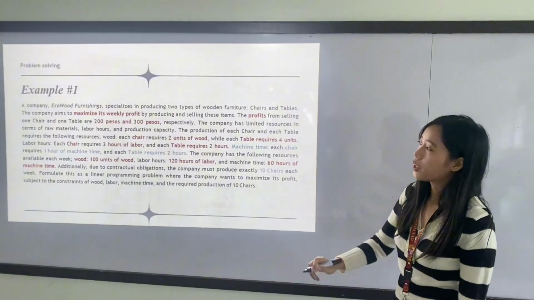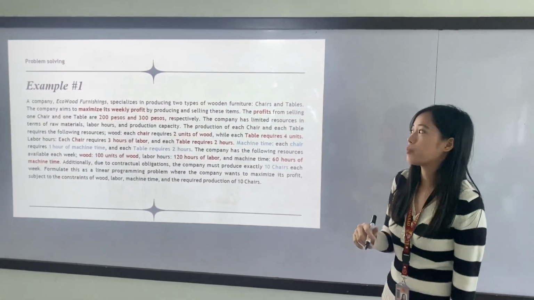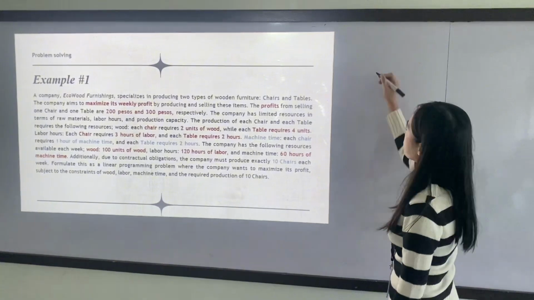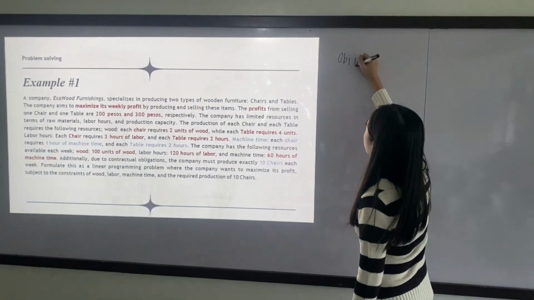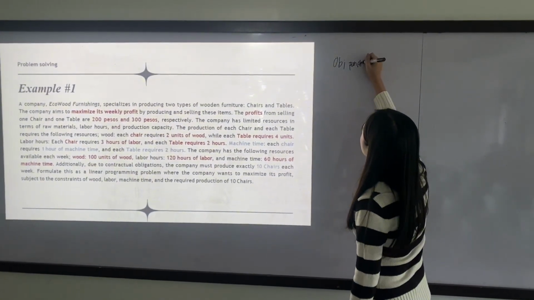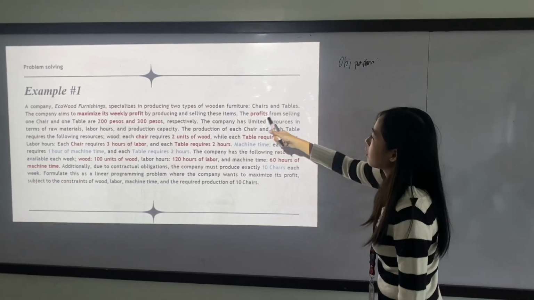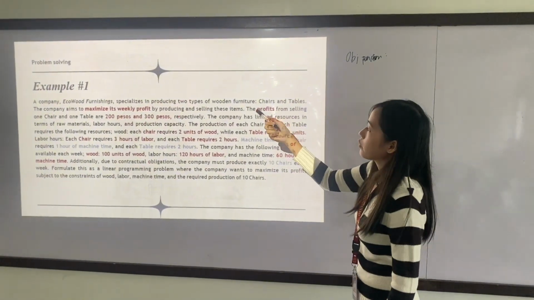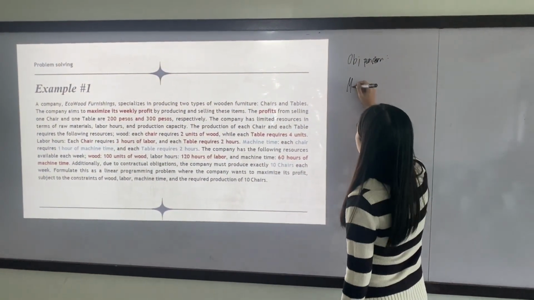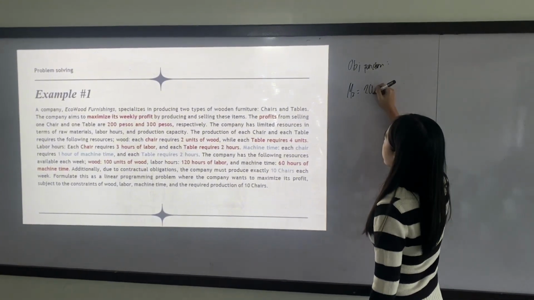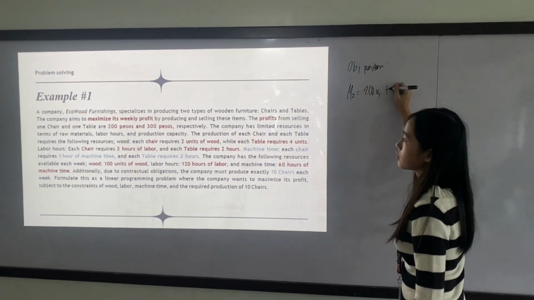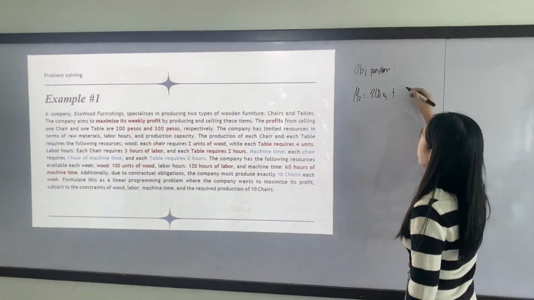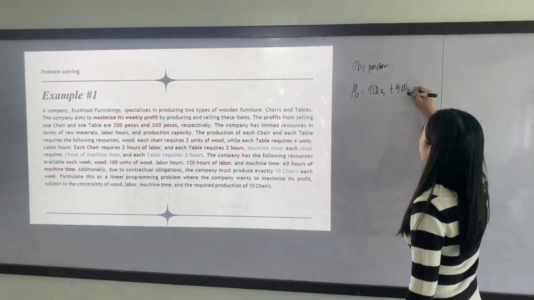So for example 1, its aim is to maximize its weekly profit. So the profit will formulate our objective function. Profit from chair plus the table's profit: c is equal to 200 plus 300 pesos.